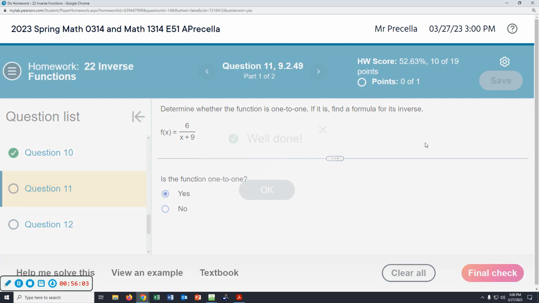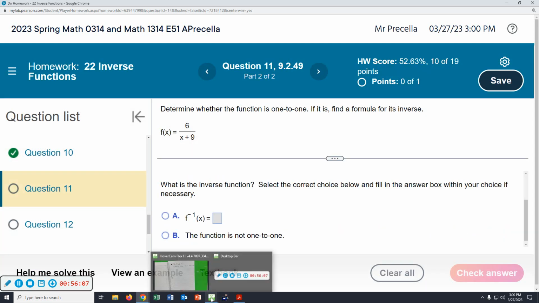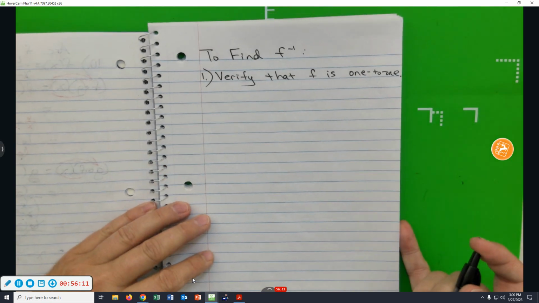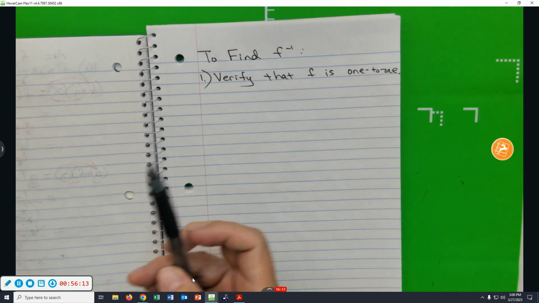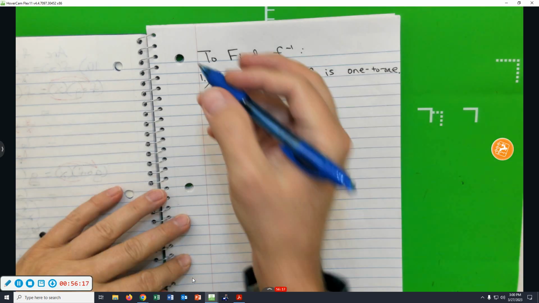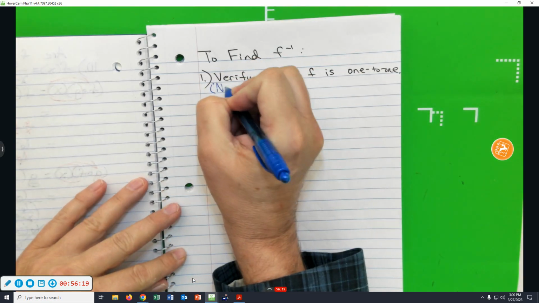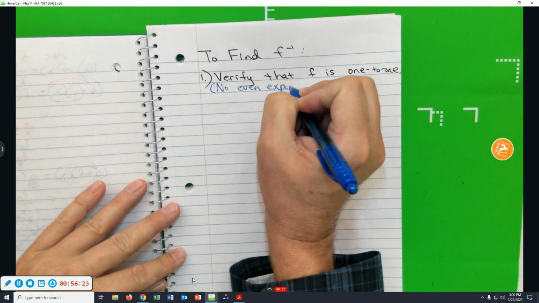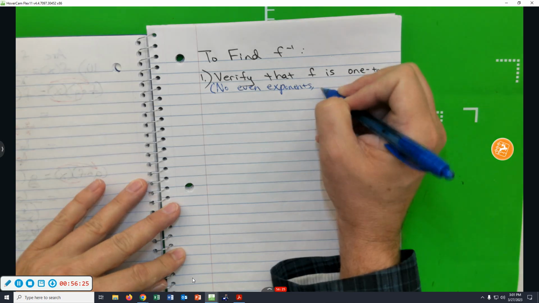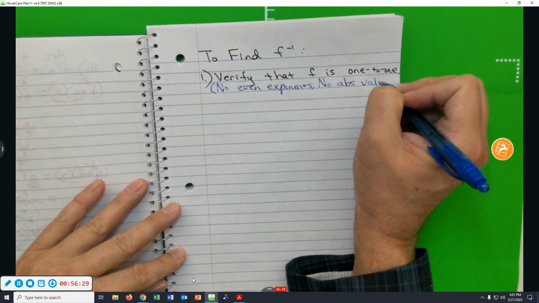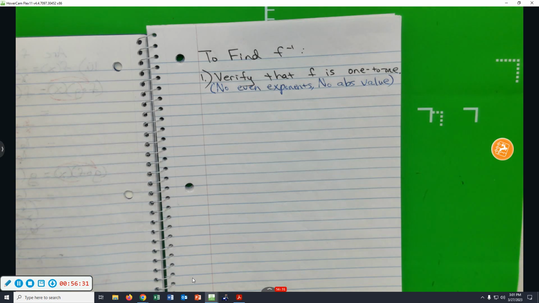And I'll write that down in a moment because I want to go ahead and state this little recipe for finding the inverse. We verify that f is one-to-one, and I'm going to make a little note here in parentheses: no even exponents, no absolute value.